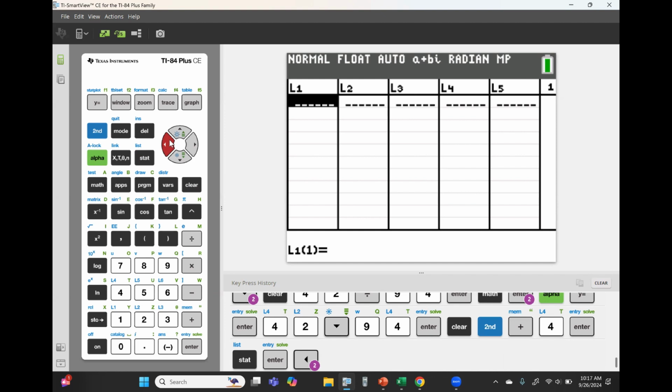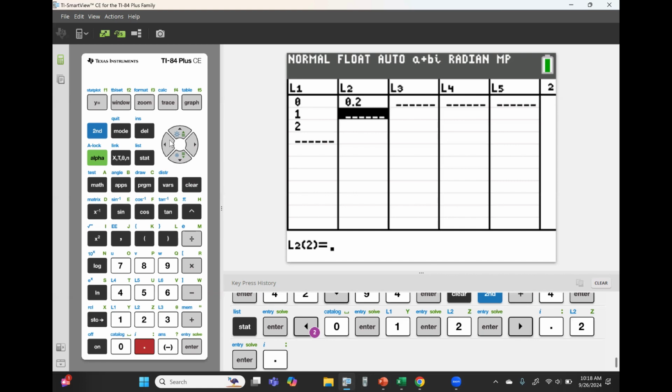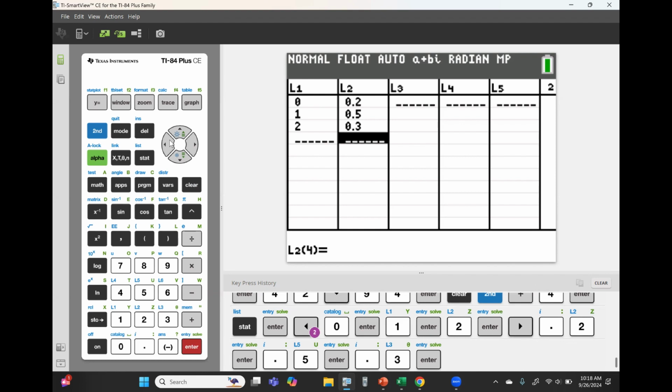So what did we have? 0, 1, and 2. And then in the second list, I'm going to put the probabilities. So what were our probabilities? 0.2, 0.5, and 0.3. Okay, so once I have that data in, the values of my discrete random variable are in the first list. The probabilities are in the second list.